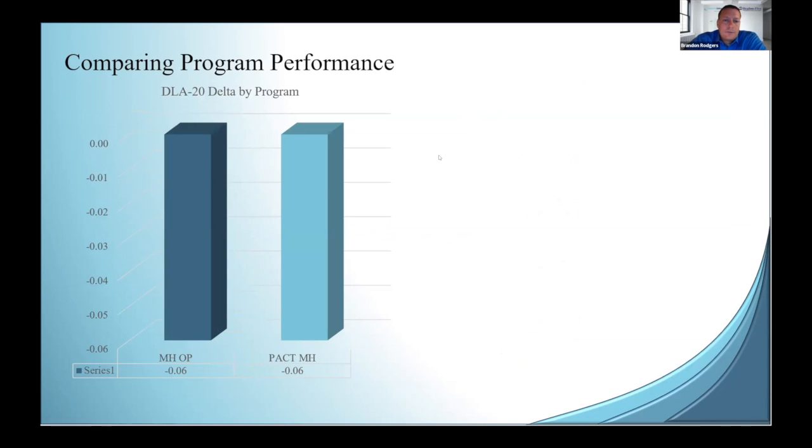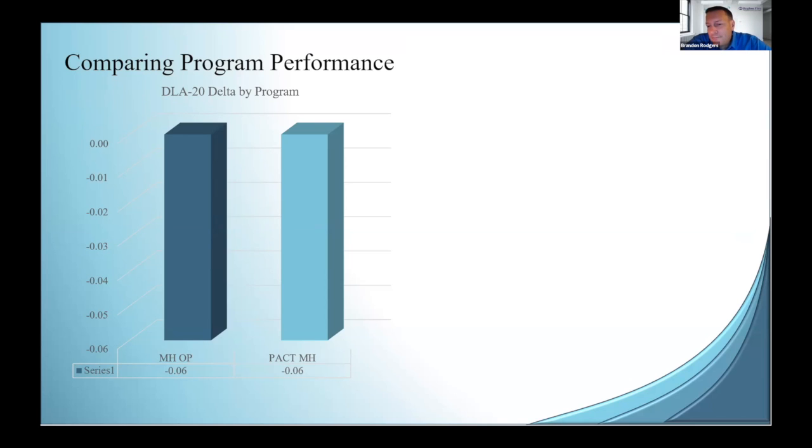All right, so let's talk a little bit about comparing some programs and what we can see and what we can't see by looking at this. So these are things you guys brought up, right? Acuity level and treatment strategies and all of that. So, let's look at DLA 20 by two different programs. We've got PACT MH and MHOP. Well, crud, when I pull the data, you know what it shows me? They both had a negative 0.06 aggregate DLA 20 score change. So across all the patients in both of those programs, that's what we found. Well, that's not going to help me out a whole lot, is it?